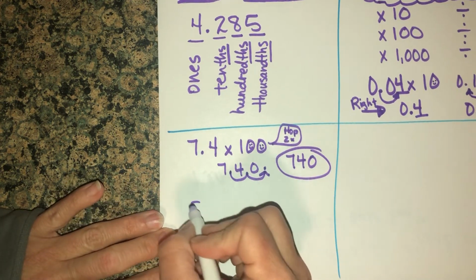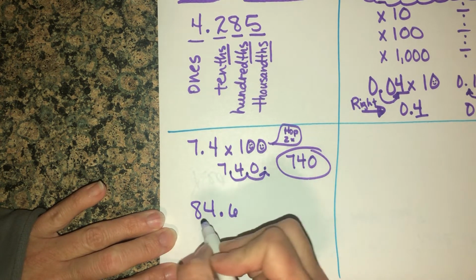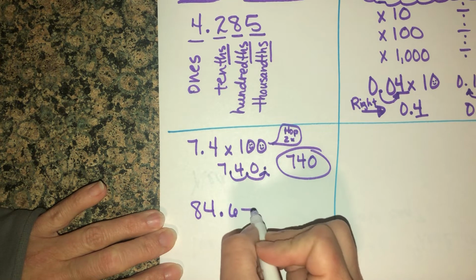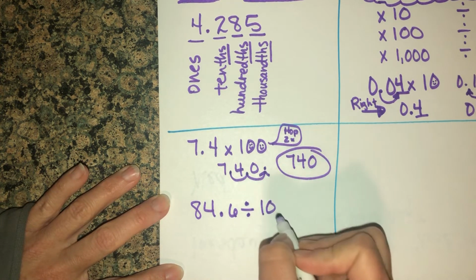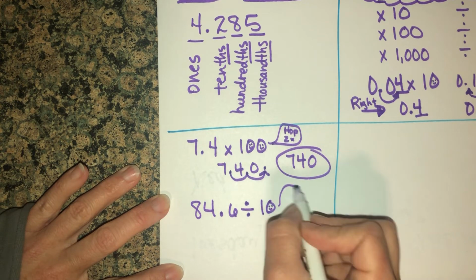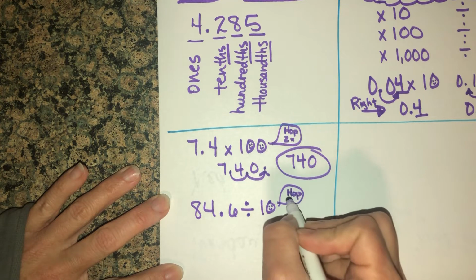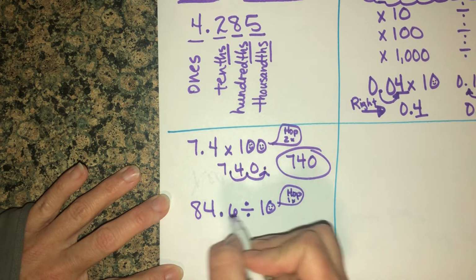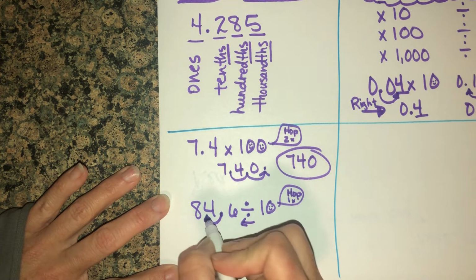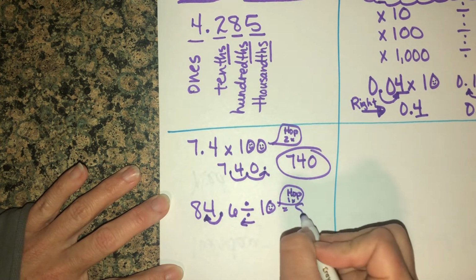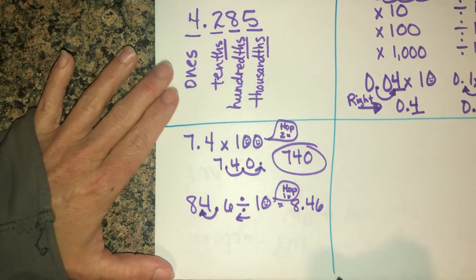If I have 84 and 6/10 divided by 10, hop one time. And since I'm dividing, I'm going to the left, moving it this way, and I get 8 and 46 hundredths.